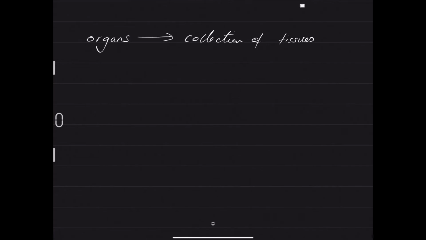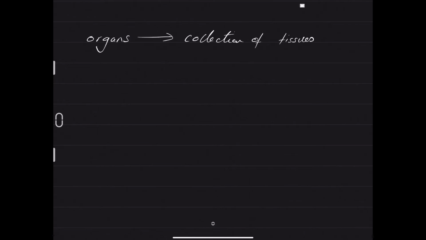If we compare organs to tissues to cells, we can see that we are increasing in size as we go up in the organization layer. Cells being very small, next layer above would be your tissues, then would be your organs. And organs we describe as being a collection of tissues.